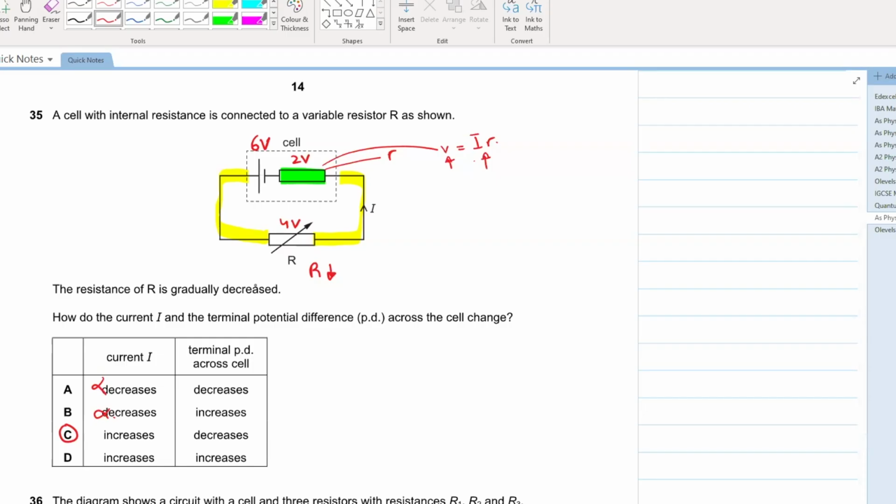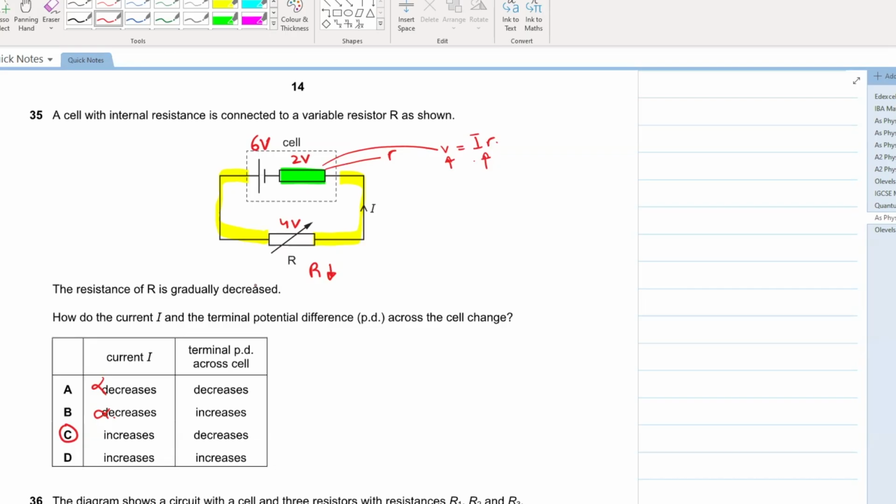What is terminal potential difference? Terminal potential difference is the voltage received by the external circuit. Initially, let's say you had a 6 volt battery, 2 volts was being provided to the internal resistance, 4 volts was being provided to the external resistor.